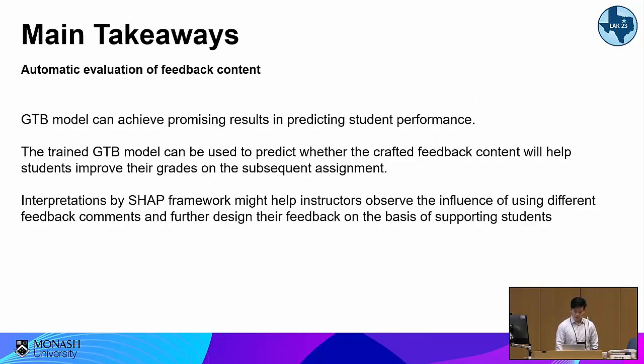And here are the main takeaways for research question 2. That's about automatic evaluation of feedback content. So we can see that the GTB model can achieve promising results in predicting student performance. And then the GTB model can also be used to predict whether the crafted feedback content will help students improve their grades on the subsequent assignment. And the third one is that interpretation by the SHAP framework might also help instructors observe the influence of using different feedback content as we demonstrated before, and also help educational researchers to design feedback.